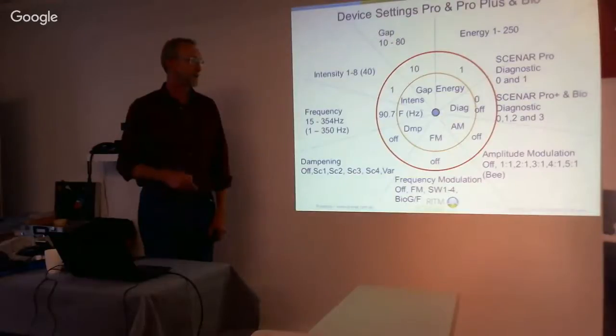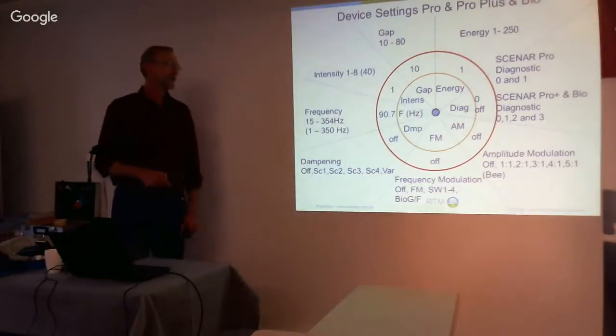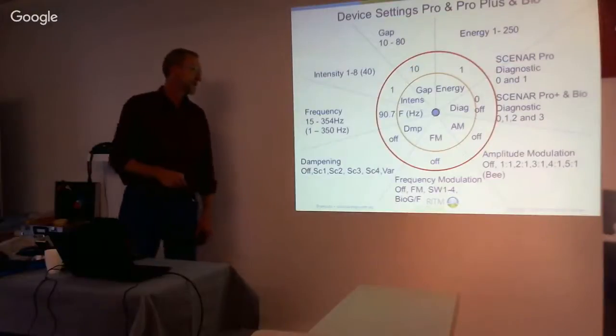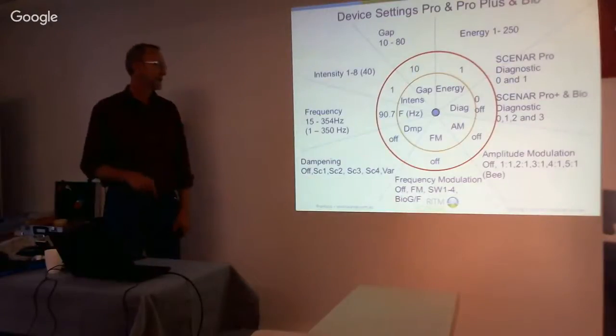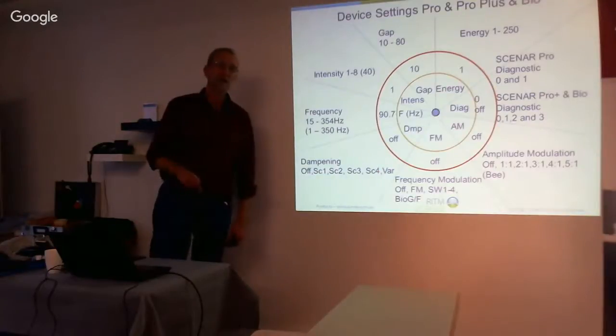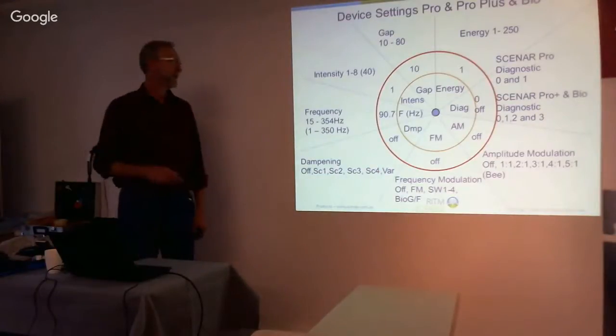In the professionals, you can change amplitude modulations between 1 and 5 to 1. Some of them have got a B function as well. We get to this later. The frequency modulation can be set between swing 1 and up to 4. There's 4 different settings there. There is an FM, and depending on the model, sometimes you've got a bio-G and a bio-F as well. The dampening can be set on all devices between no damping or SC1 up to 4, and there is a VAR, a variable damping as well.